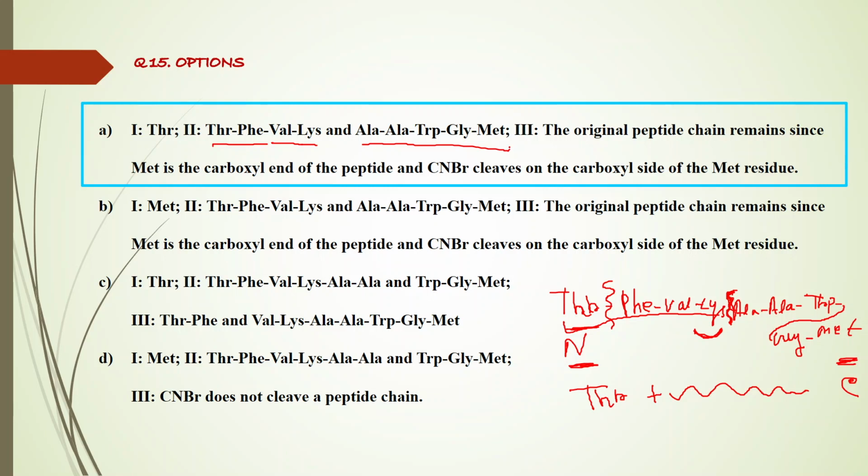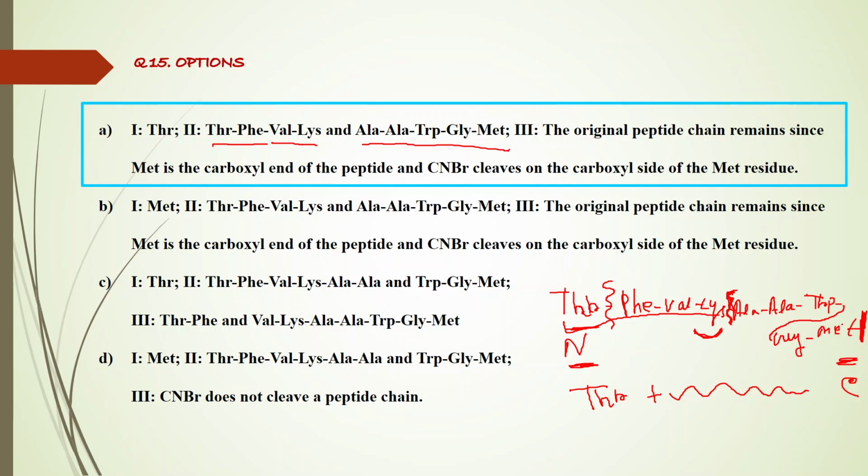So if you do remember, this is your entire sequence and there is only one methionine. Now CNBR cleaves after methionine at the carboxylic site. So this should be this position, after methionine carboxylic site. But your entire peptide sequence finishes at methionine. Methionine itself is sitting on the carboxylic site. There is no other residue after methionine. So there is nothing for CNBR to cleave there.